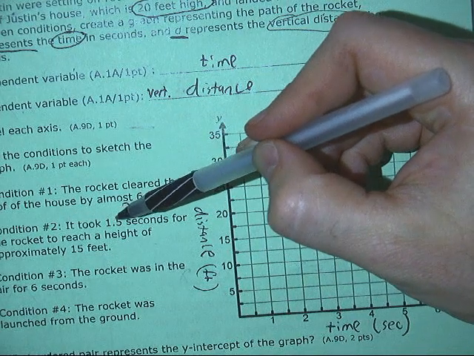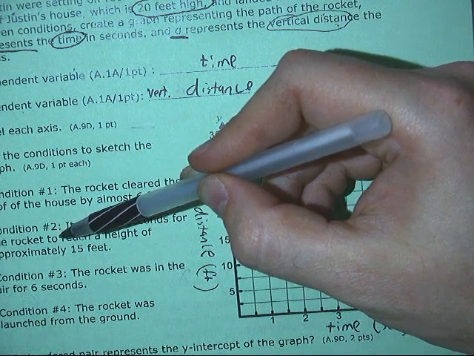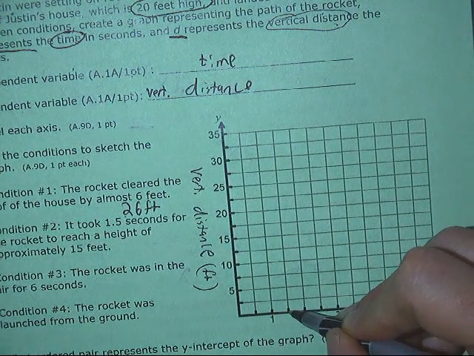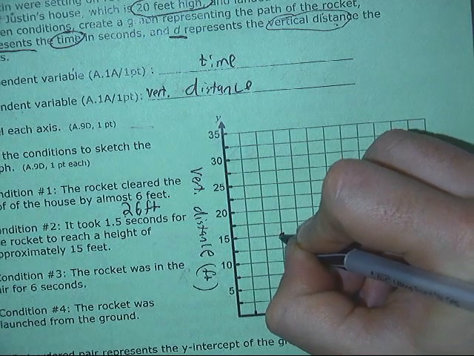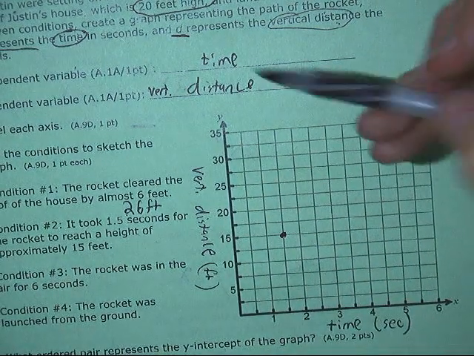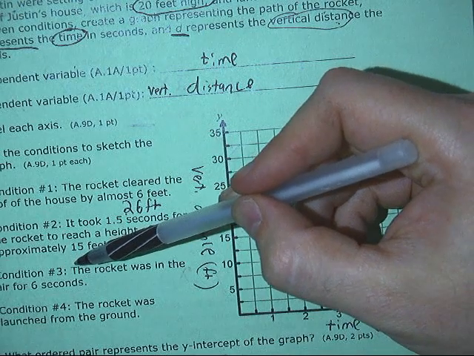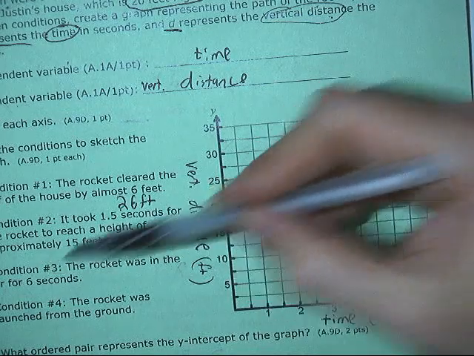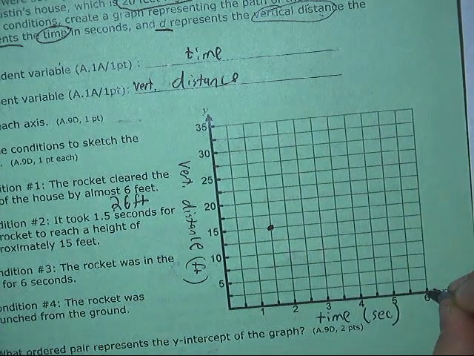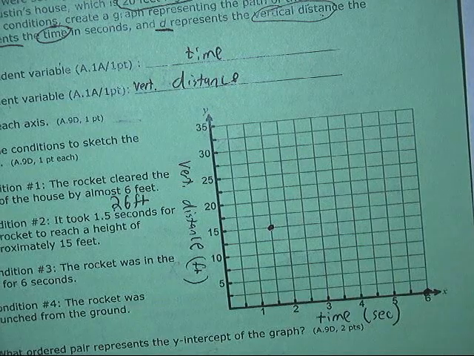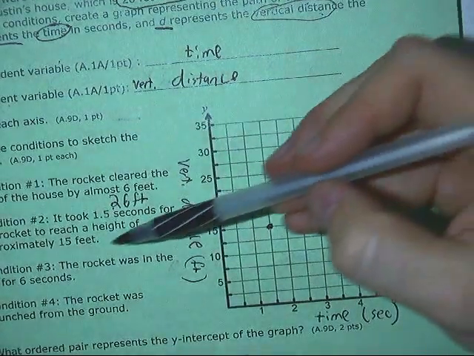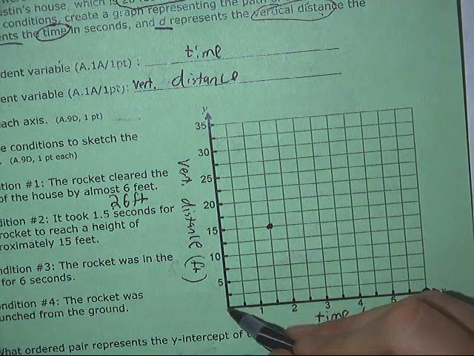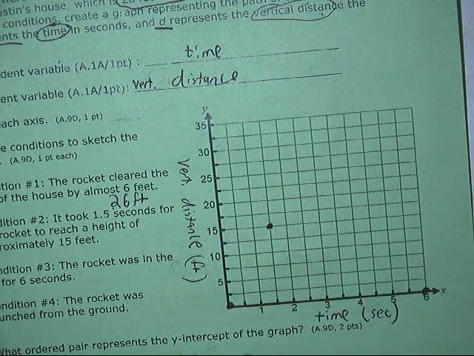It took 1.5 seconds for it to reach a height of approximately 15 feet. So let's go to 1.5 seconds and then go up to 15 and plot that point. Now, condition 3, the rocket was in the air for 6 seconds. If it's in the air for 6 seconds, then that means it's going to hit the ground at 6 seconds. And condition 4, the rocket was launched from the ground. Well, that means at time 0 when it started, it was at ground level.